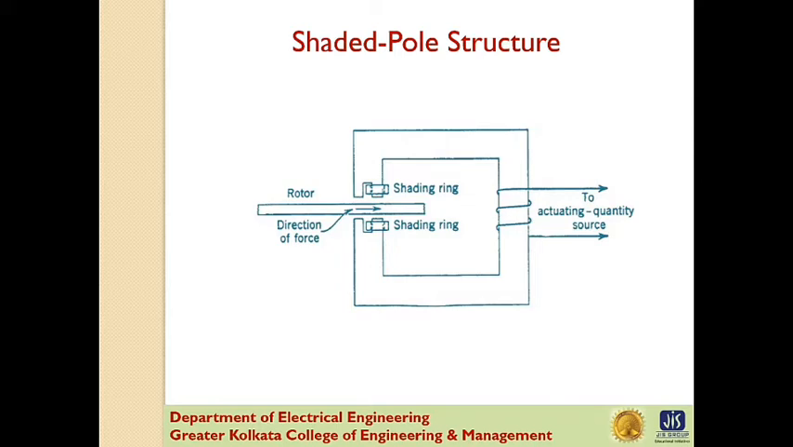In this case, the torque is proportional to phi S, the flux of the shaded portion, phi U, the flux of the unshaded portion, and sin alpha. Assuming phi S and phi U to be proportional to the current I in the relay coil, T is proportional to I square sin alpha. So the driving torque is proportional to the square of the current in the relay coil.